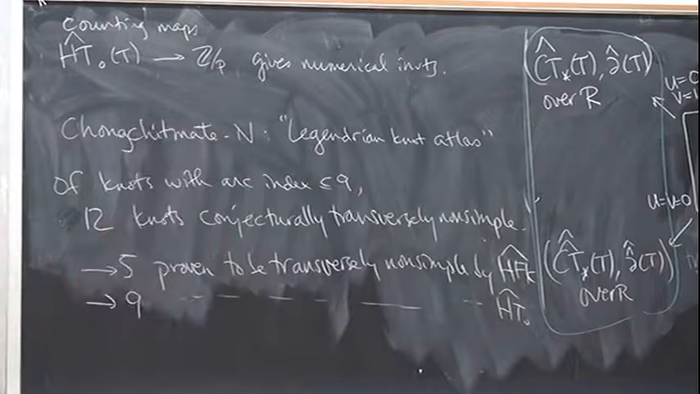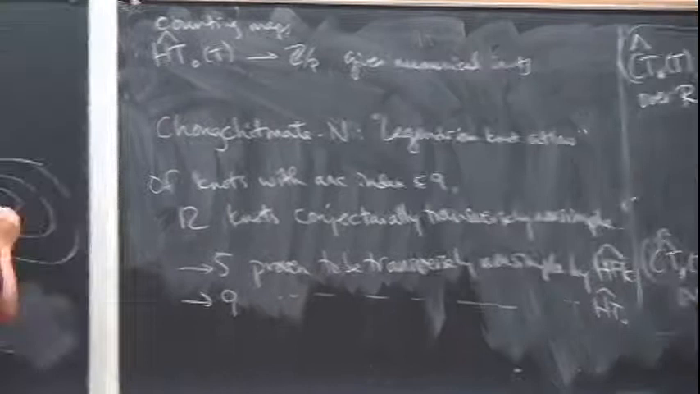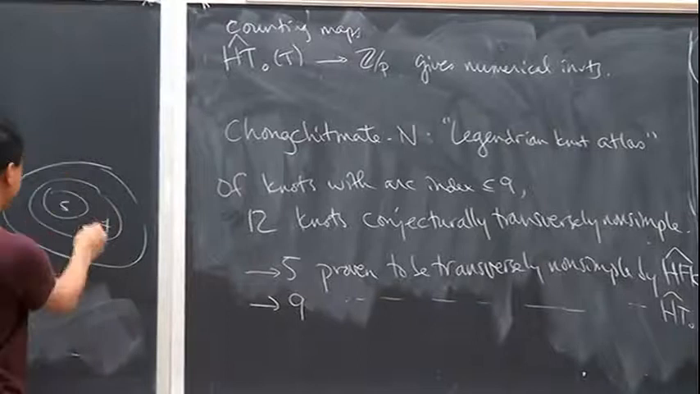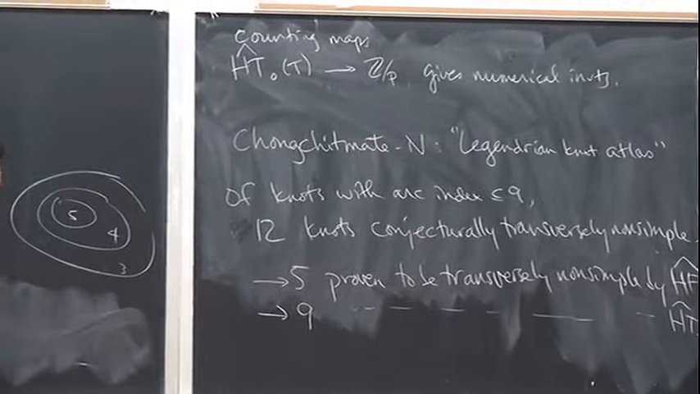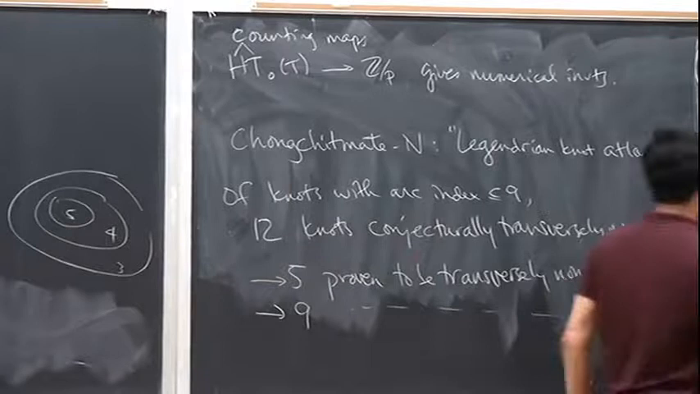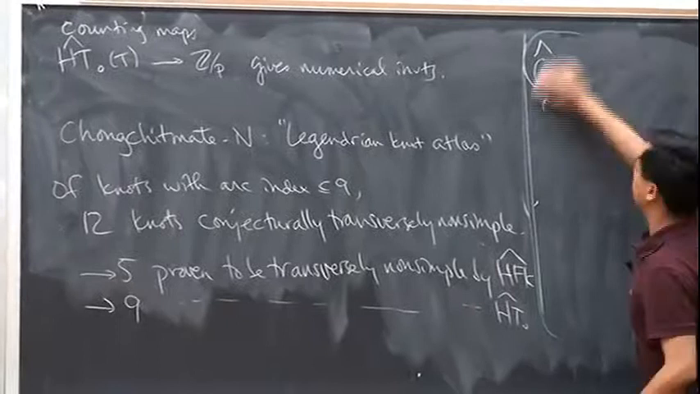I can draw some sort of trivial Venn diagram. Out of these 12 knots, there are 5 of them that are transversely non-simple by this. There are 4 more that are proven by transverse homology, and then there are still 3 left. Did I do my math right? Yes, 12 minus 9 is 3. These 3 are going to be quite hard to distinguish, and maybe I can spend a second to explain why that is, and then I want to still say something about where this invariant comes from.